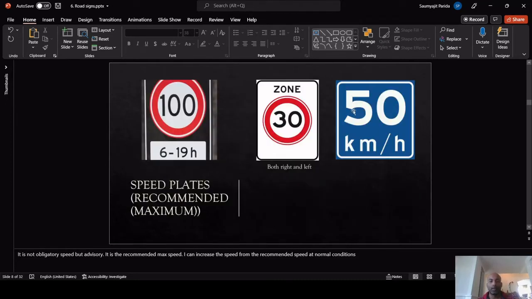Okay, then we have these rectangular plates. If you see these circular ones, these are mandatory and maximum speed, but this speed information is not obligatory, it is advisory. It is recommended maximum speed. So remember, recommended and maximum speed. This can be very confusing when you are in the exam, so please remember that this is not mandatory, and this is not the max, but this is recommended.